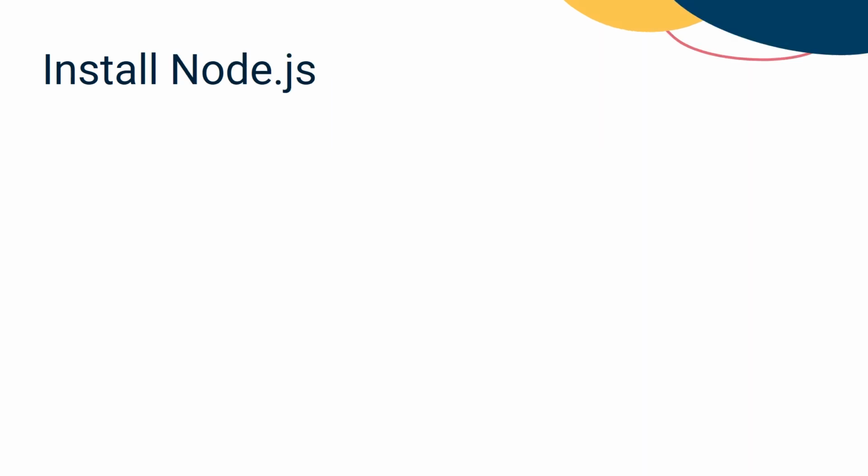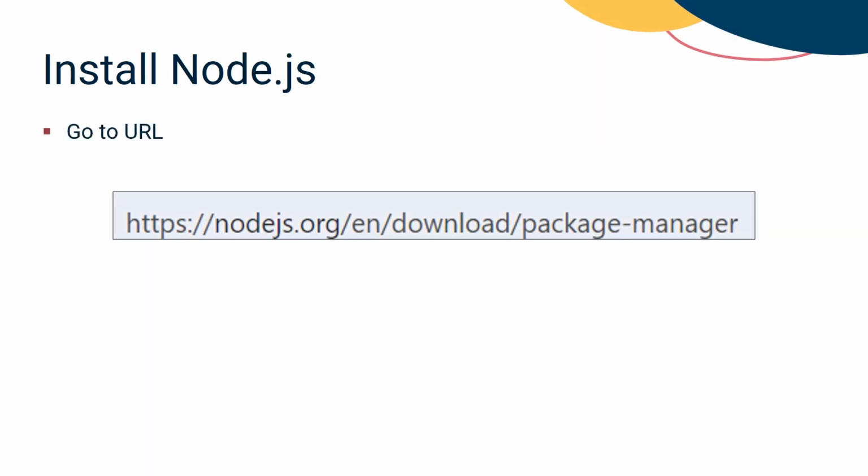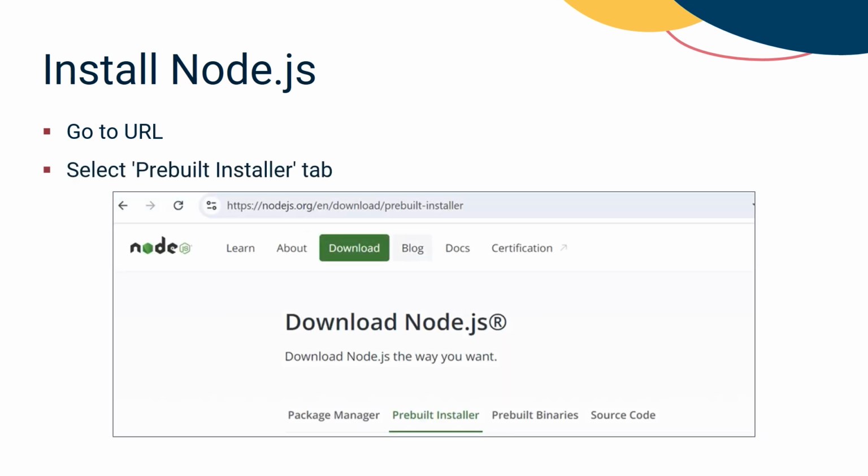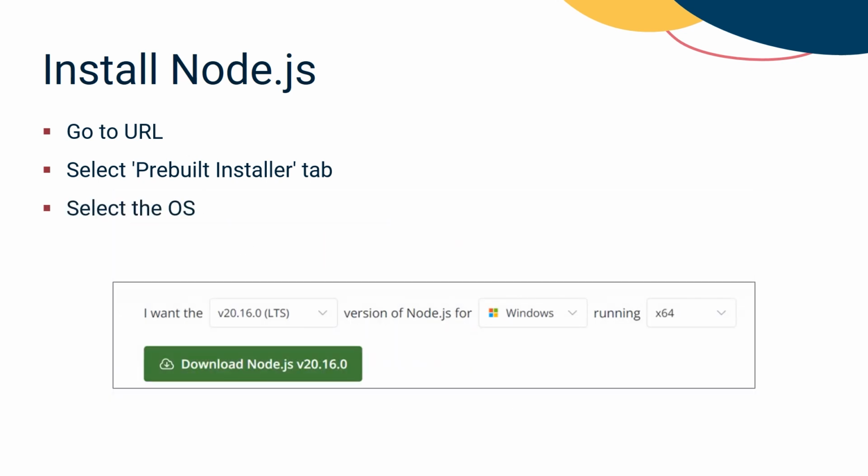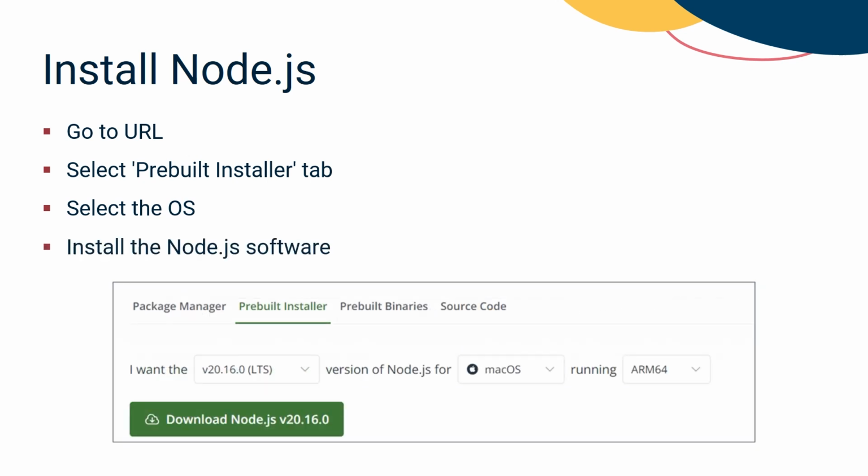You need to go to the official website to download Node.js at the URL displayed. Select the Pre-built Installer tab. After selecting the Pre-built Installer tab, it will automatically suggest specific software to install based on the platform and architecture you select from the drop-down lists. Similarly, it selects other options based on your selected operating system. After selecting the OS, you install the Node.js software.